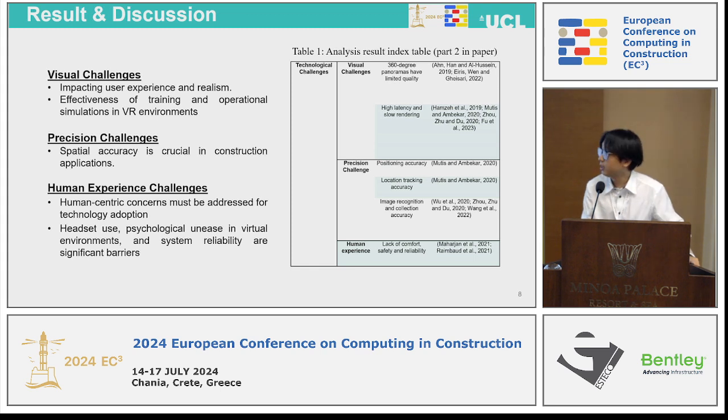And for the precision challenge, there are three main accuracy problems: first, positioning accuracy, then location tracking accuracy, and image recognition and collection accuracy. This spatial accuracy is crucial in construction applications. And in the third part, the human experience, when using the headset there is a lack of comfort, and humans may feel some safety and reliability problems. These human-centric concerns should be addressed for technological adoption.